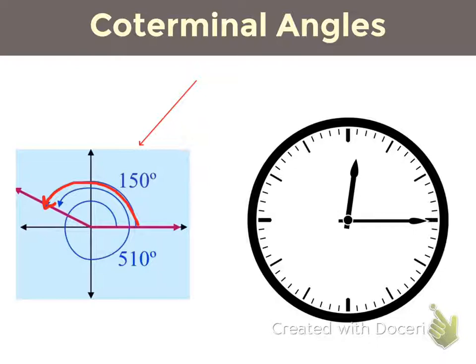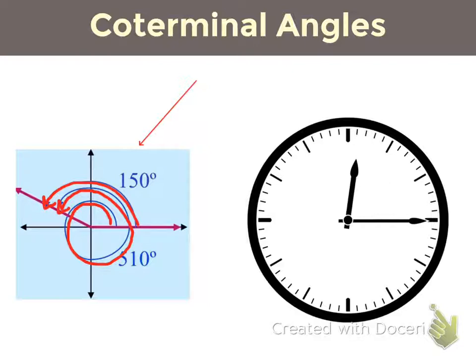So the first one is going to be our 150 degree angle, but then when we do 510, we would have to do a spiral action going all the way through. This is going to be 360. It's going to continue past 90 again, and then down to meet the same terminal side. So coterminal, co meaning two, terminal meaning the end.